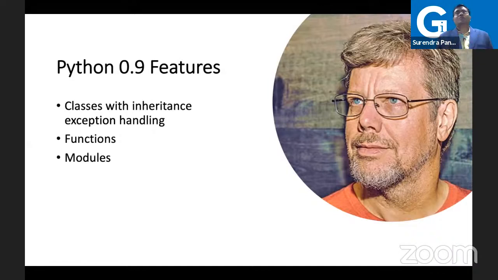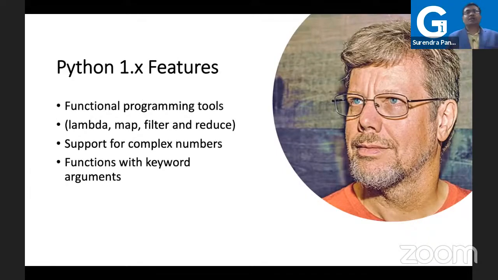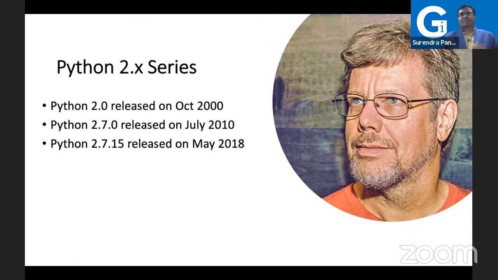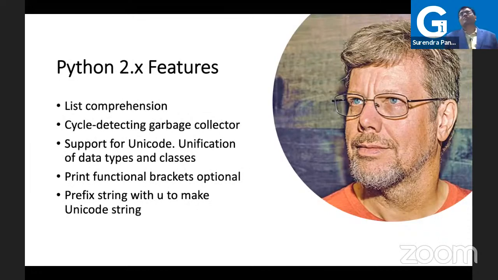And now, how is the language now? He started with writing classes with inheritance, exception handling, then functions, and then modules, and then gradually he entered into functional programming tools. He wrote lambda functions, map functions, filter functions, reduce function, and then started supporting complex numbers. This way he kept adding features to the language, and in the next versions he released various releases. So step by step, he was constantly working on developing the language. And then, obviously with the help of the community, the language has come to the level where we can now do whatever we want.